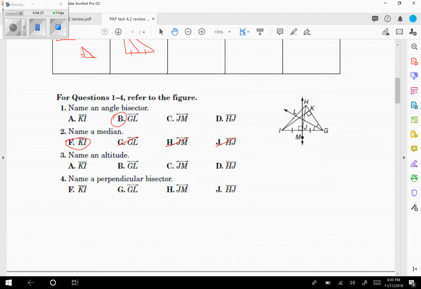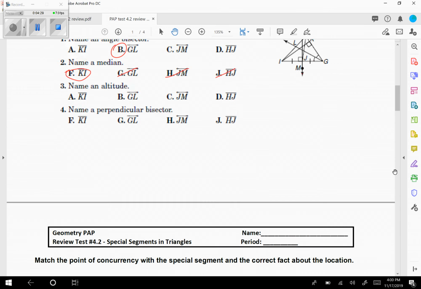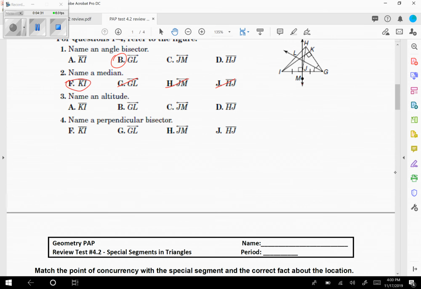All right. And then you guys can, oh, I'm sorry, I circled the wrong one, didn't I? Okay, you guys will be able to go through and find the median and the perpendicular bisector.